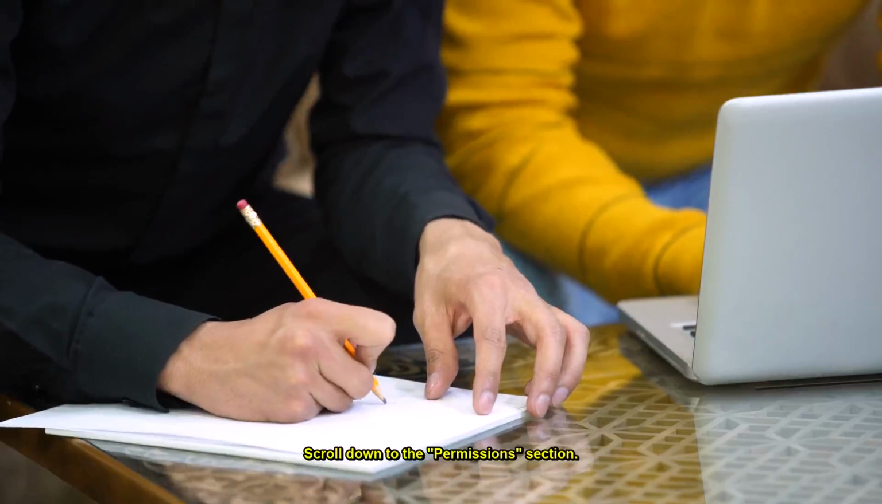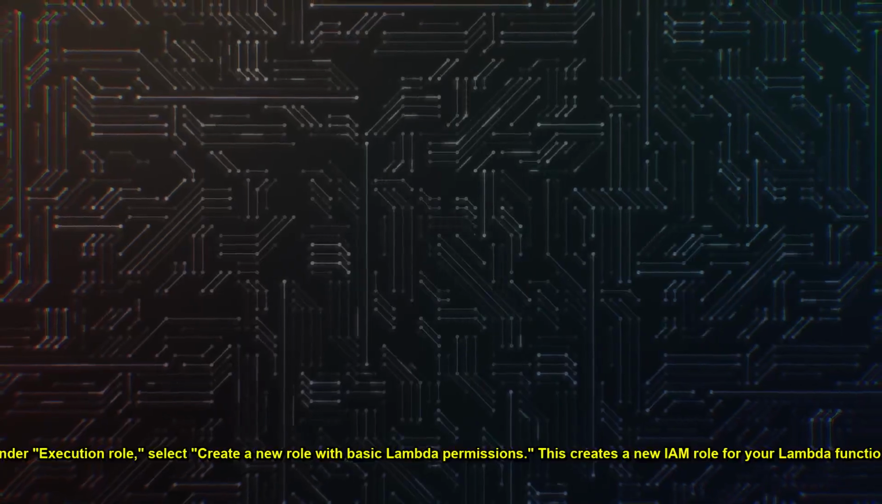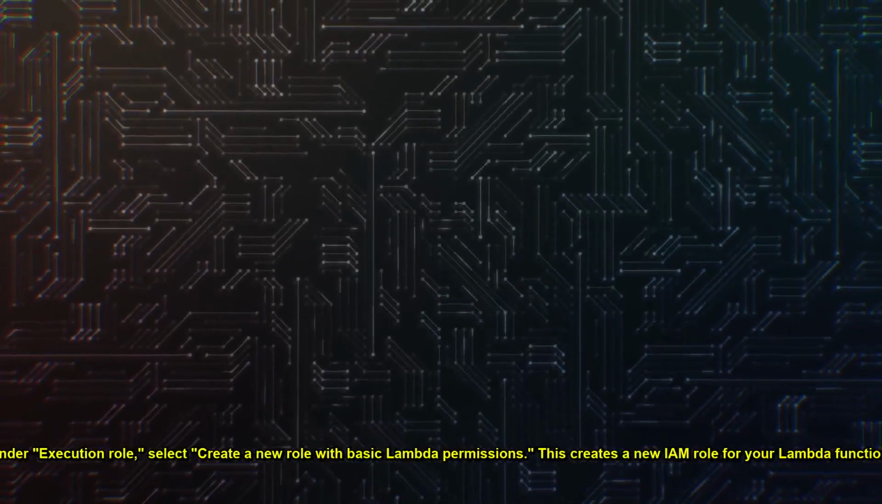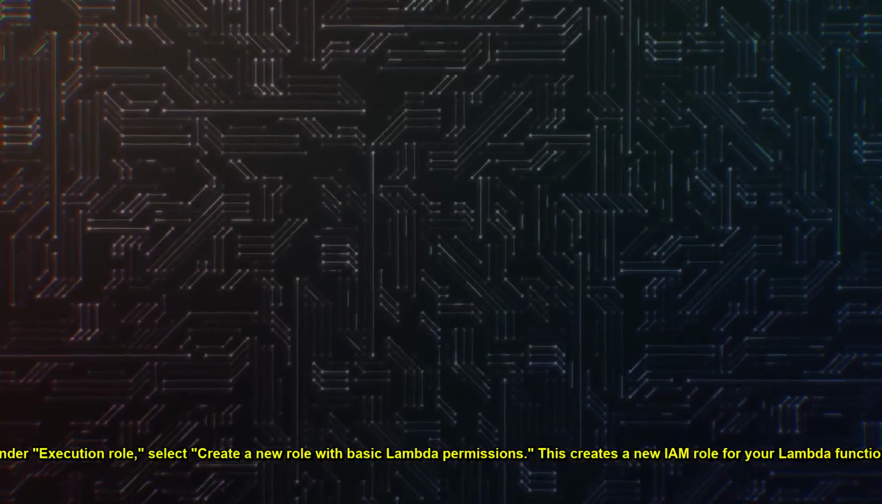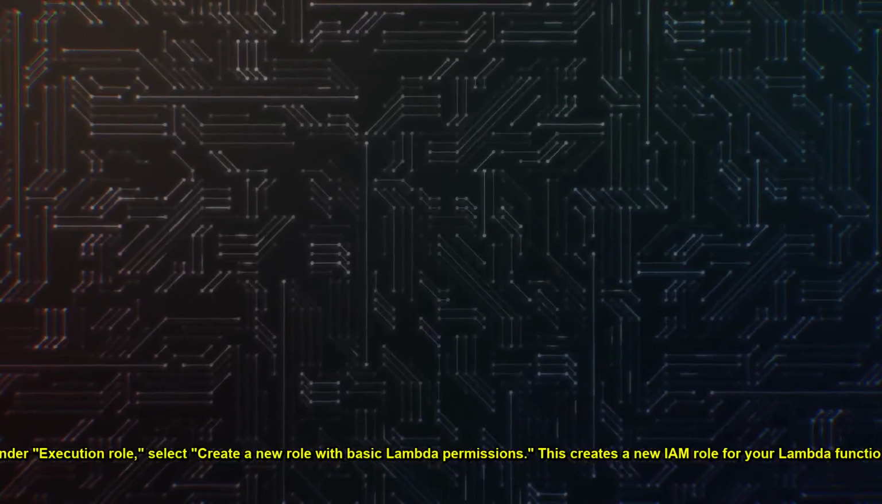Scroll down to the Permissions section. Under Execution Role, select Create a new role with basic Lambda permissions. This creates a new IAM role for your Lambda function.